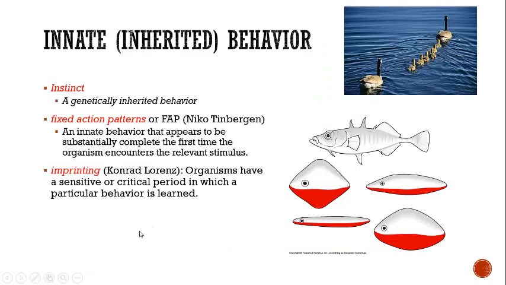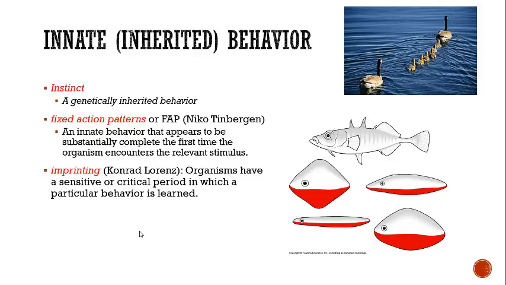This next group of behaviors are called innate behaviors. Innate behaviors are inherited. They're genetically pre-programmed. And the most classic example of an innate behavior is instinct. Instinctual behaviors are genetically inherited behaviors.